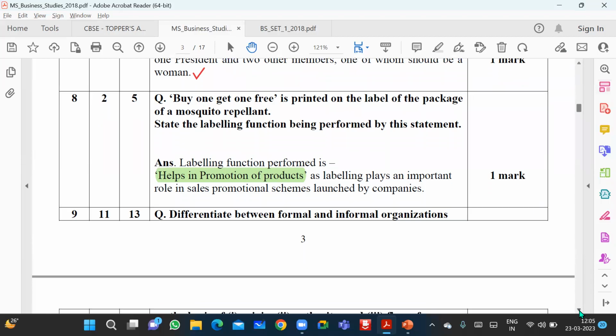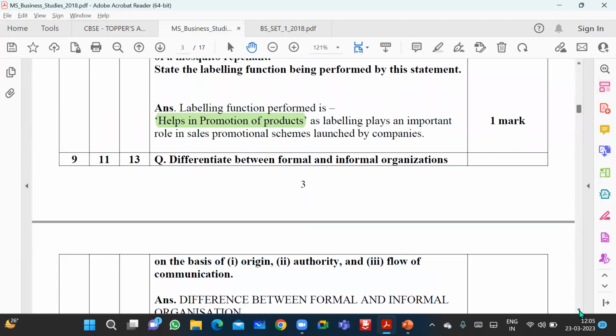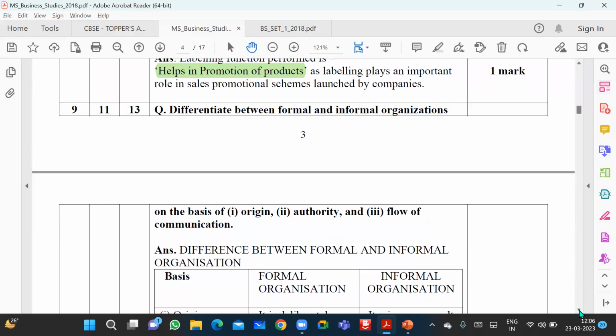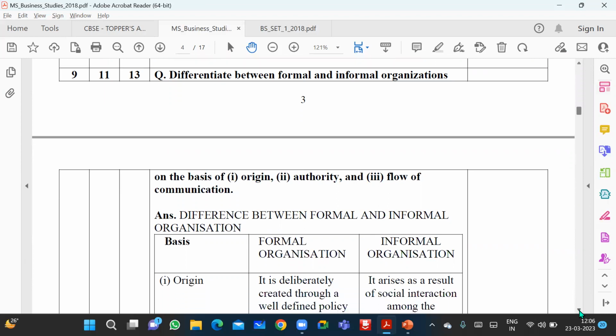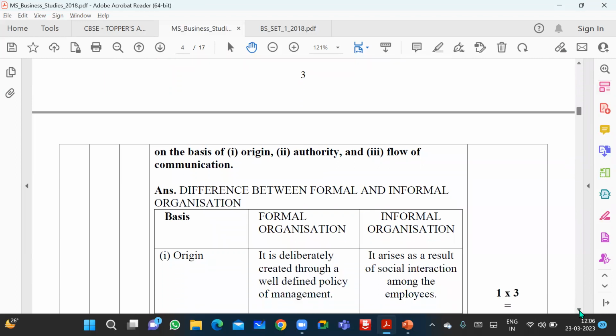In question number 9, the question is basically relating to a difference between the formal and informal organization, and the difference points have also been given to you. And now some suggestion regarding such type of question.